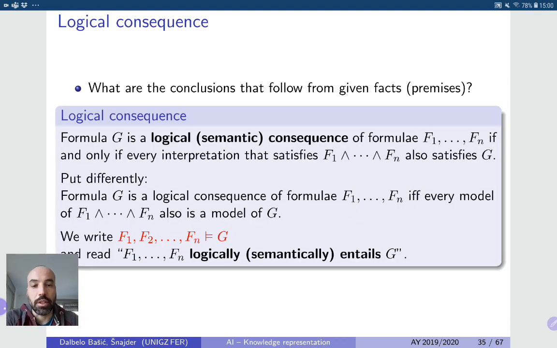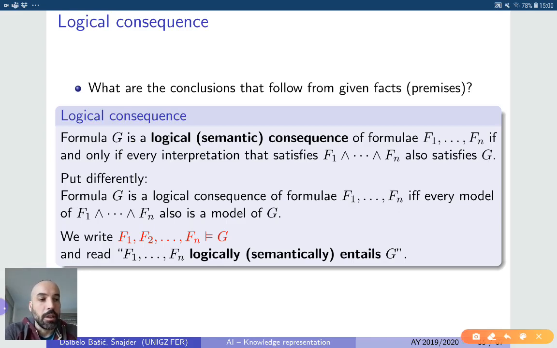And here's the definition of a logical consequence. I'll guide you through the definition, and then we'll look at a couple of examples, and I think it will make perfect sense. So let's look at the definition first. A formula G will be a logical consequence, also known as a semantic consequence, since we're talking about semantics now, of a set of formulas f1 through fn, if and only if every interpretation that satisfies the set of formulas f1 through fn simultaneously, so f1 and f2 and f3 and so forth and fn, also satisfies G.